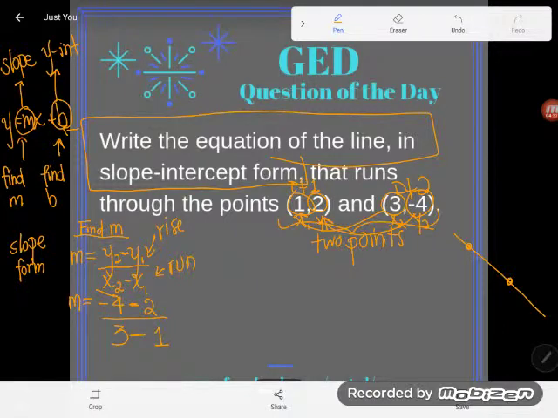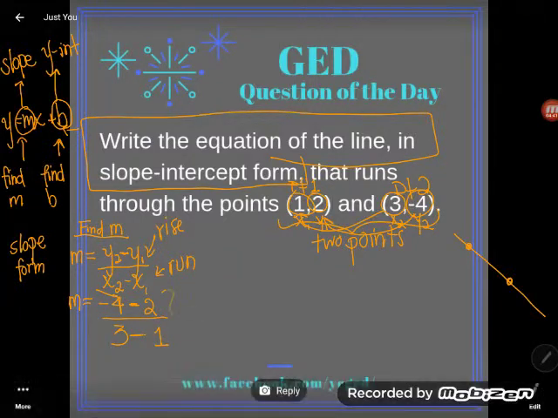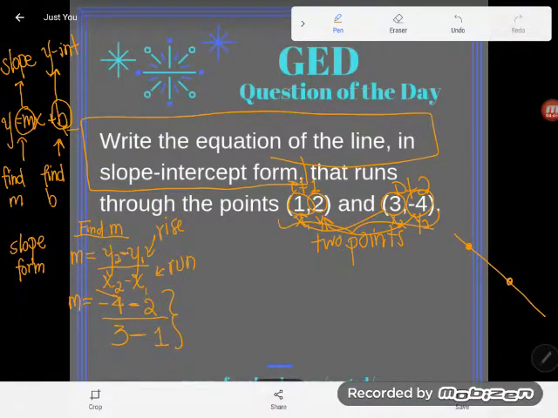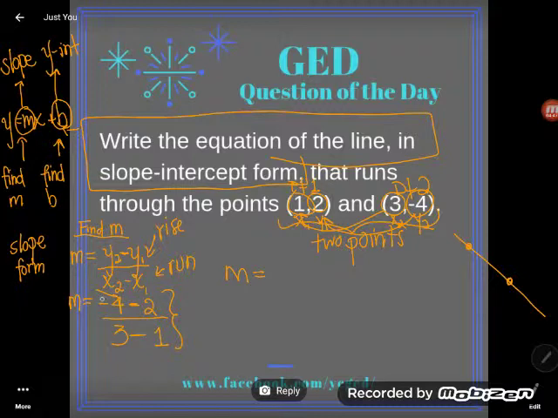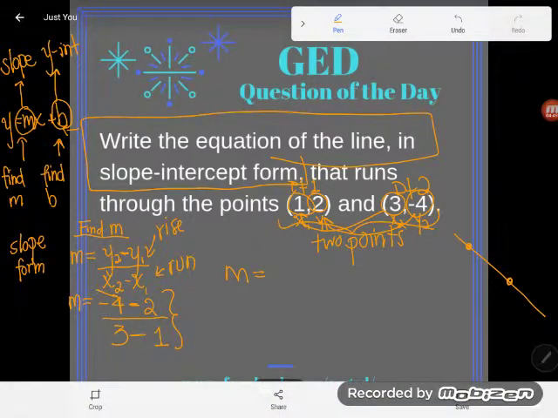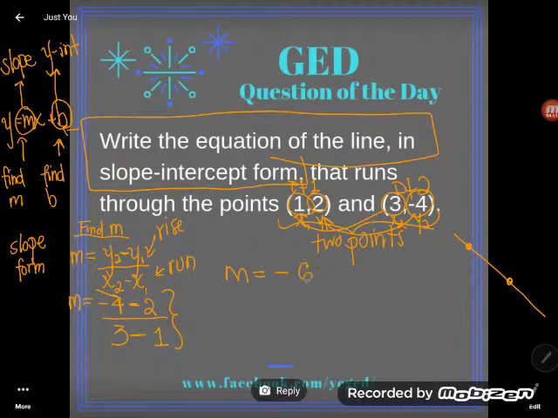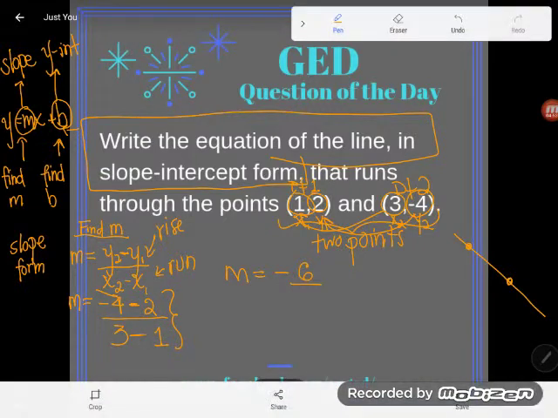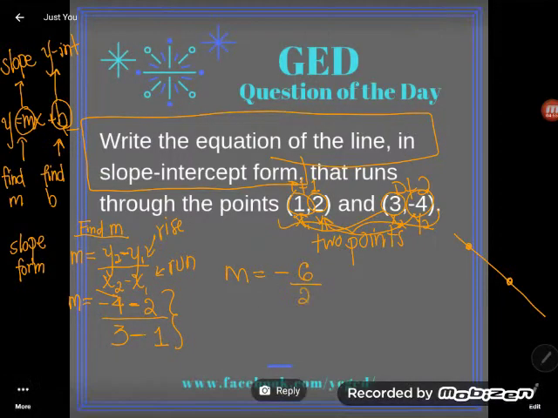Now, good news, if you had this on the GED, you would have your TI-30XS calculator, and you can actually type this entire expression into your calculator to simplify. But I'm going to do it by hand because it doesn't take me long. So -4 minus 2. I'm already in debt $4. I go down another 2. I'll be at -6. And then 3 minus 1 is 2.